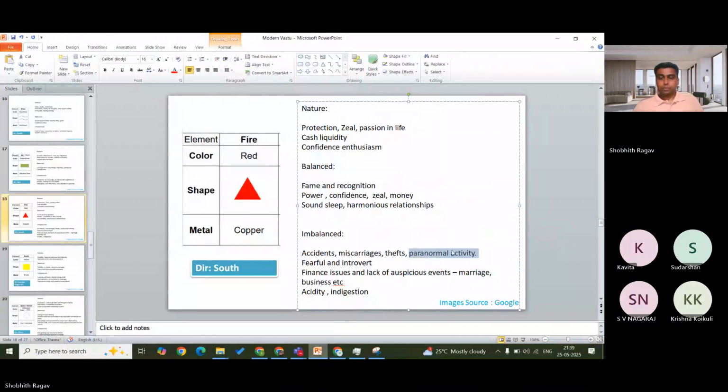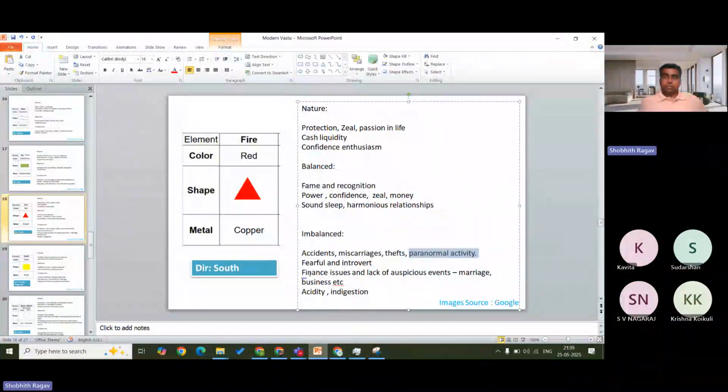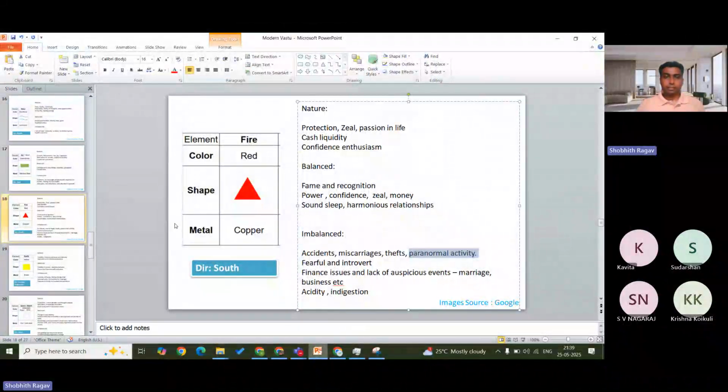With weak fire, people will be fearful, introvert. There will be financial issues and lack of auspicious events. South, the direction of fire, mainly indicates business related zones, so you will not have many opportunities in business. Even marriage alliances, if somebody is looking for alliances, they might not get them.